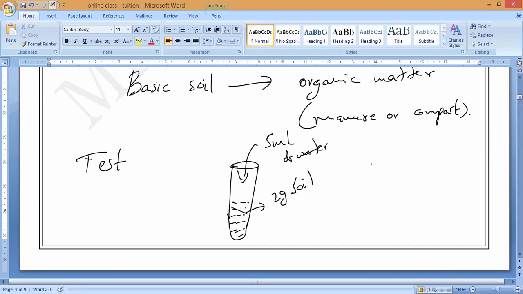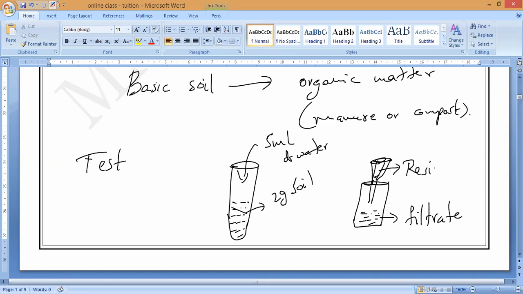So in that filtration, what should we get? In that filtration, we get filtrate, and as well as what should we get? We should get the residue. Is it yes or no? So in the beaker, we get the liquid. What do we call it? Filtrate. And on the filter paper itself, the soil will remain as residue. That is called residue. So this residue we don't want.